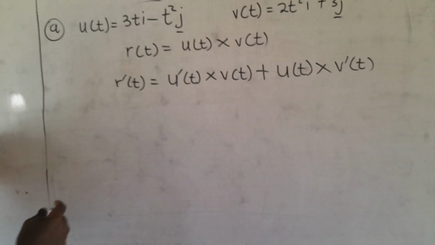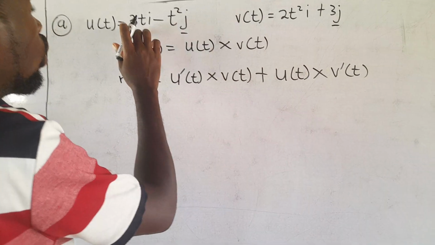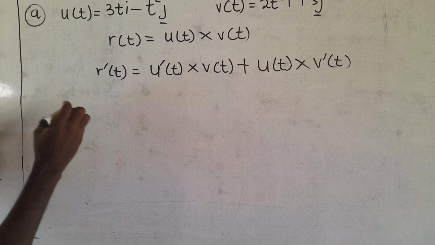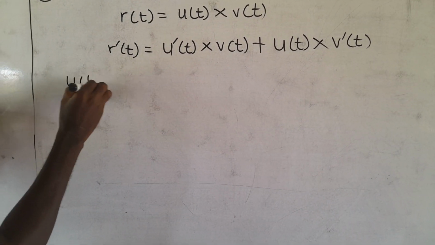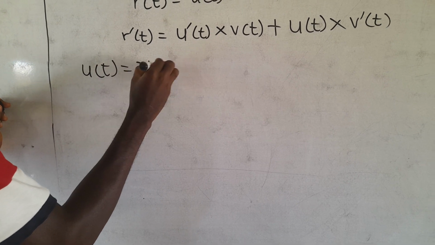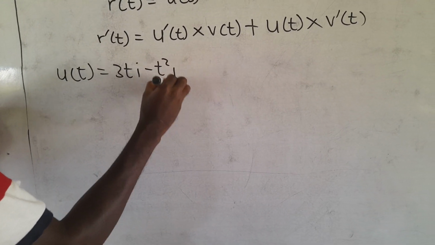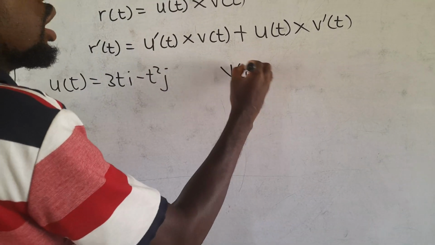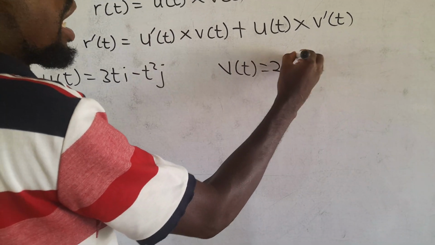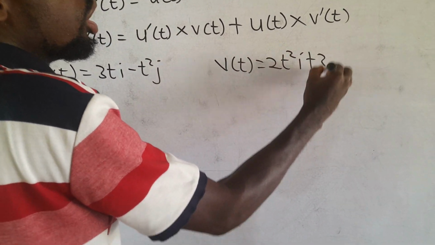So what do we need to do? We need to find the derivative of u of t and v of t, then we substitute. So we say our u of t is equal to 3t i minus t squared j, and v of t is equal to 2t squared i plus 3j.